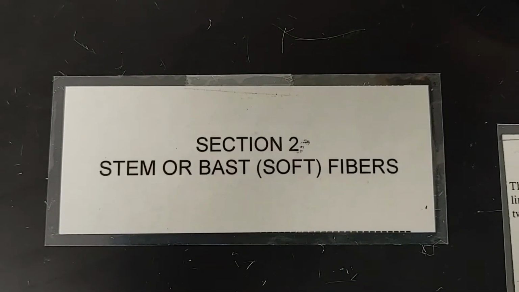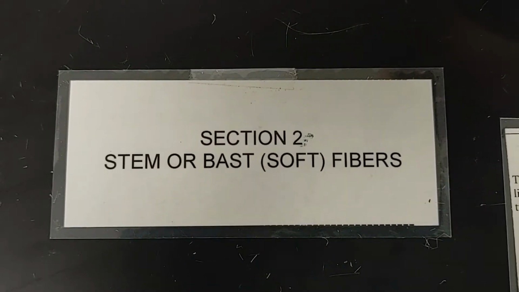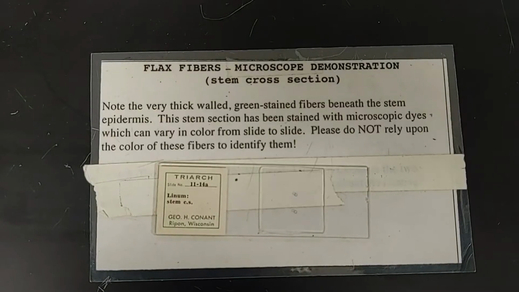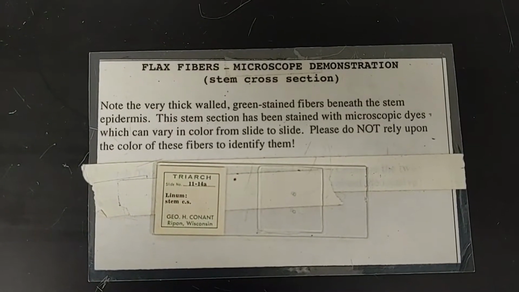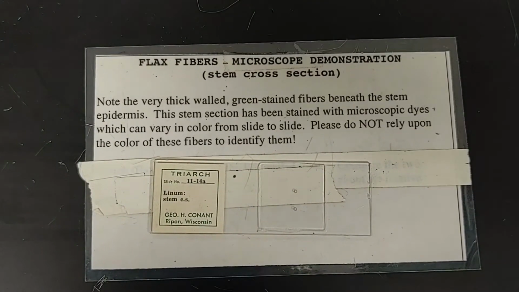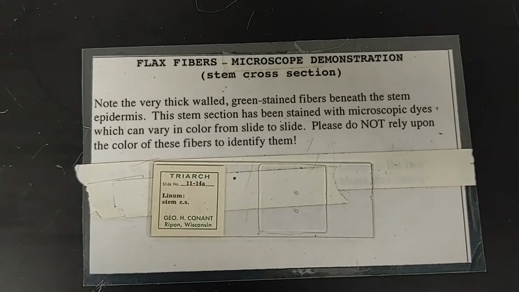Lab 7, Section 2, stem or bast fibers. These are fibers derived from the stems of dicots. One example of these is flax. Flax is a eudicot, and it has fibers that can be extracted using retting.